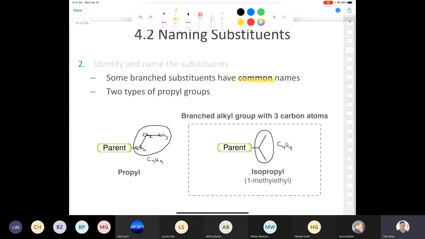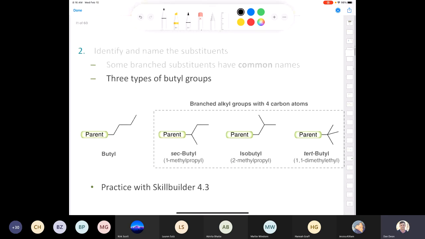You will virtually never have to use that. You have to have memorized propyl and isopropyl. So how does an isopropyl differ? You have a CH and you have a CH3 here and a CH3 here, okay? All right, some other substituents you have to memorize.